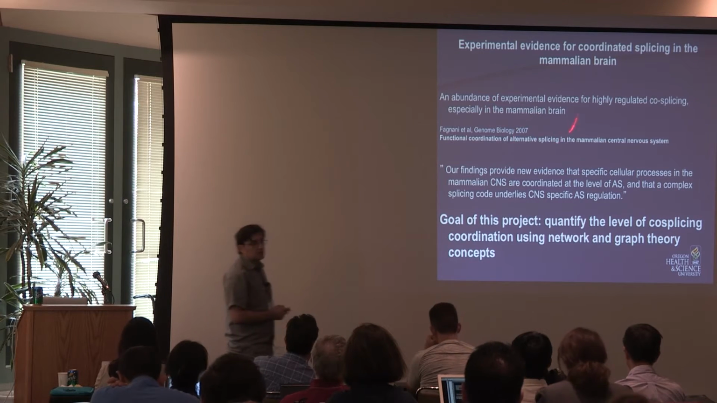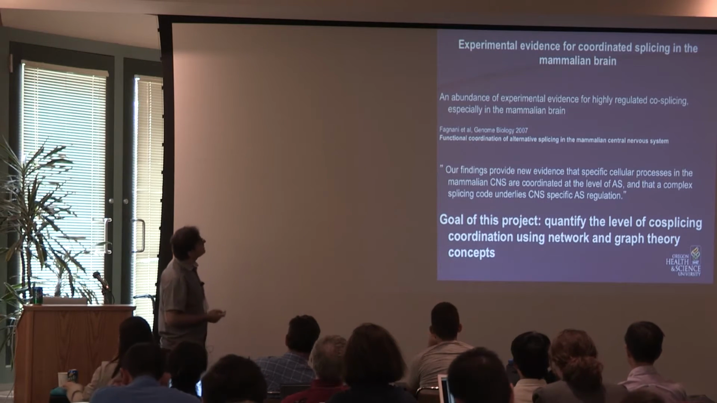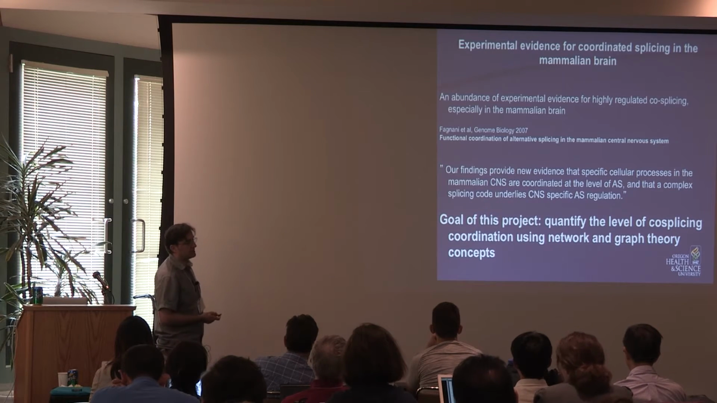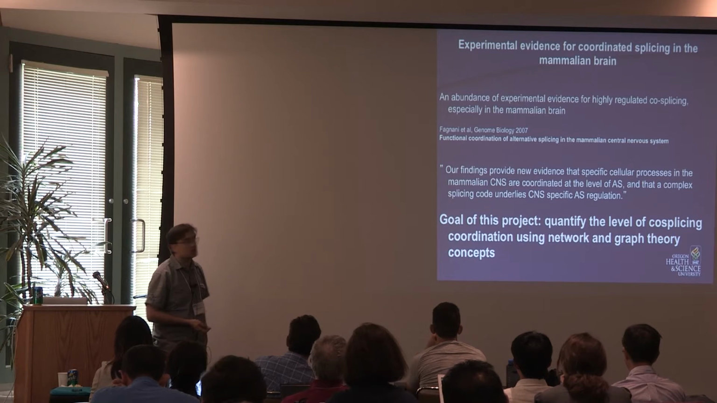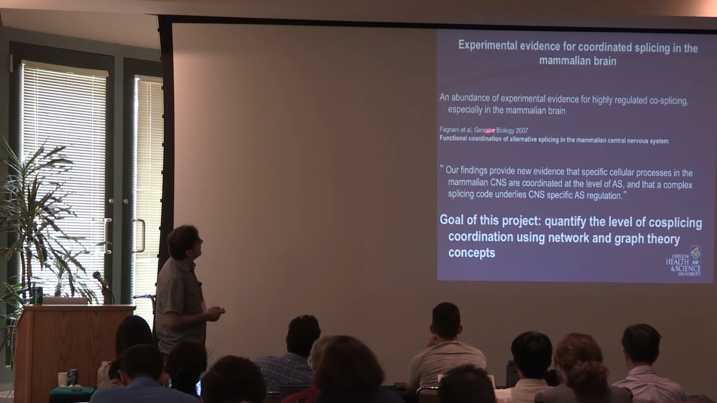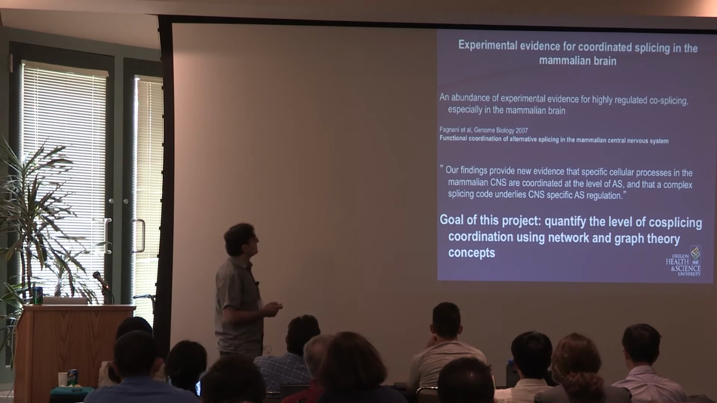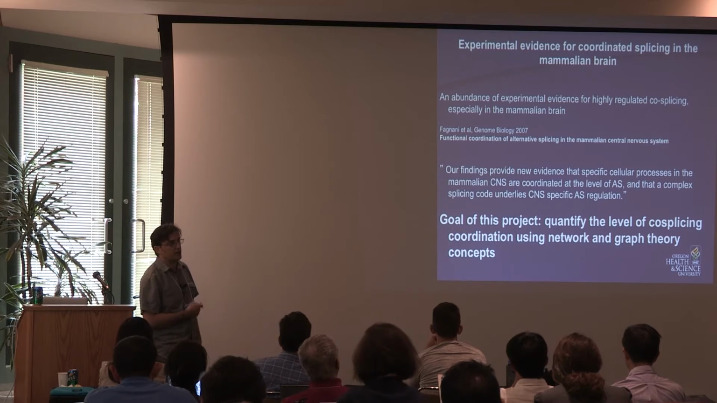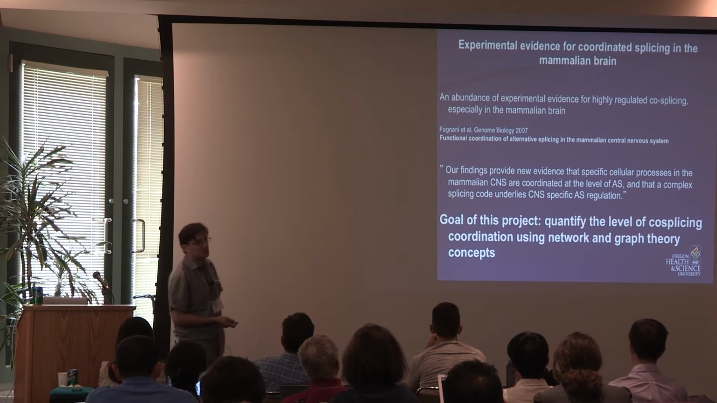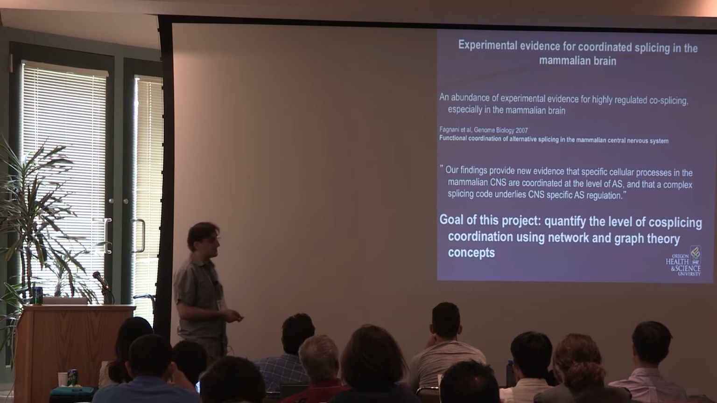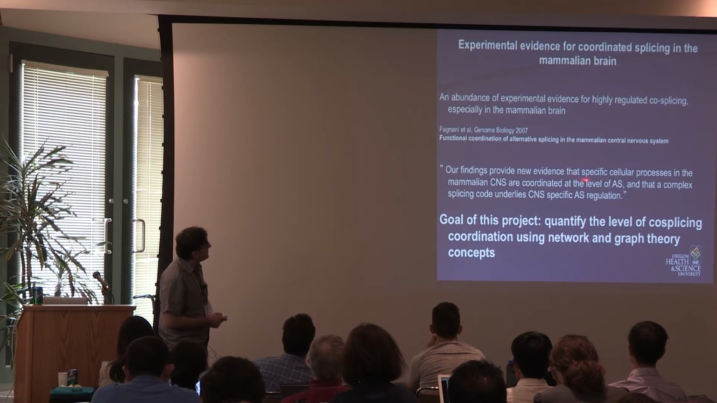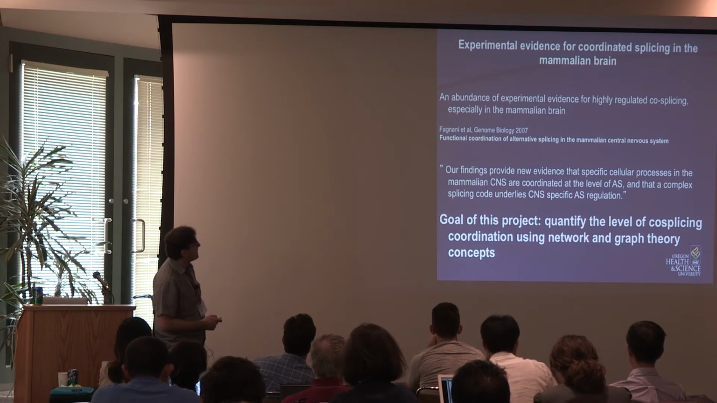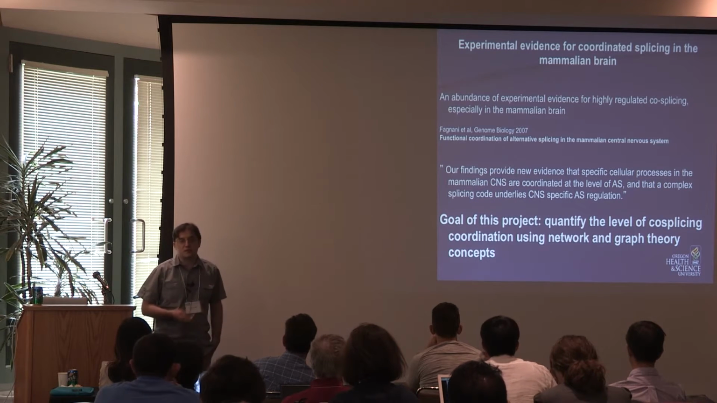So when I embarked on this project, I looked around in the literature and asked, is there any biological evidence that there is coordinated splicing in the transcriptome? And it turns out that, yes, there's a fairly large body of literature that says that groups of genes coordinate isoform production, and you can detect this in disease and normal tissue and so on. They also talk about the complex splicing code. What does that mean, and how can we describe that?